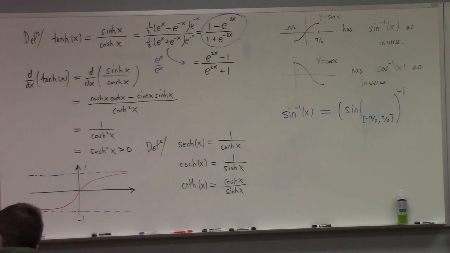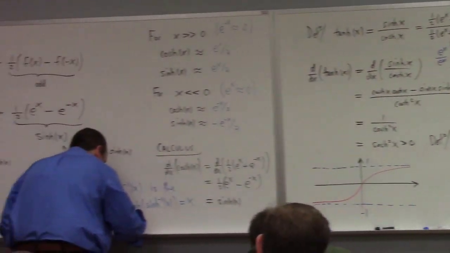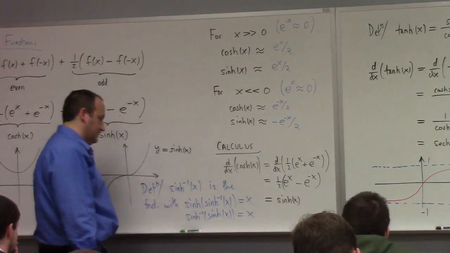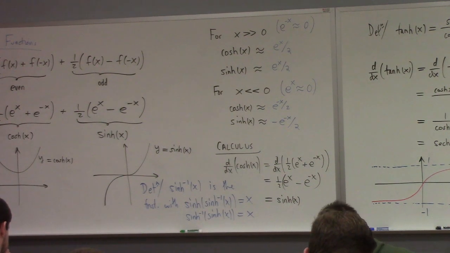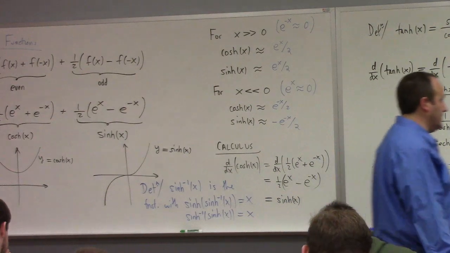So, definition: sinh inverse of x is the function with sinh of sinh inverse of x equal to x and sinh inverse of sinh of x equal to x. It's just the inverse function. There's nothing funny going on here. And pretty much the same is true for hyperbolic tangent. Let me write that up here.